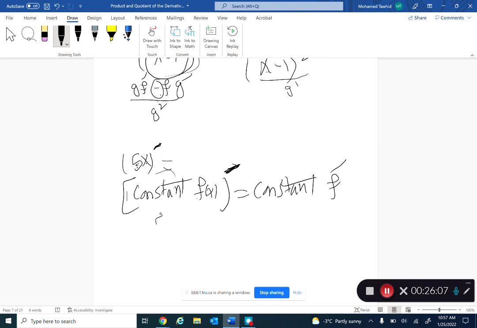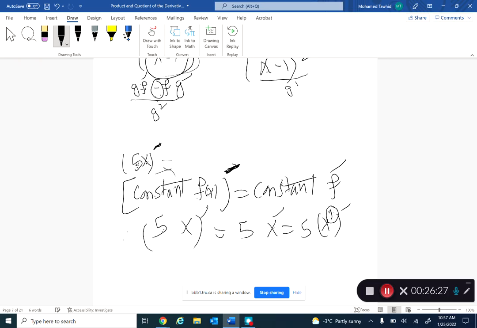So now, what is the constant here? 5. What is your f of x? x. So what is the derivative of this? Take 5 out. I grab 5 out. So what do you have left? x prime. So what is x prime? Here it's 5 multiplied by x. What is the power of x here? The exponent of x, 1. I need to get the prime.